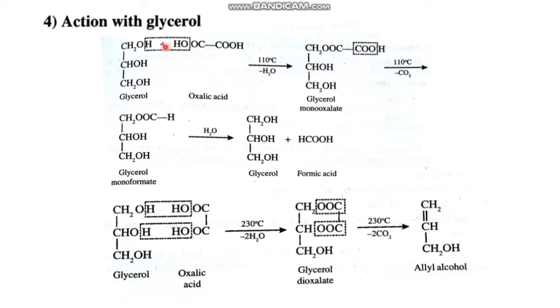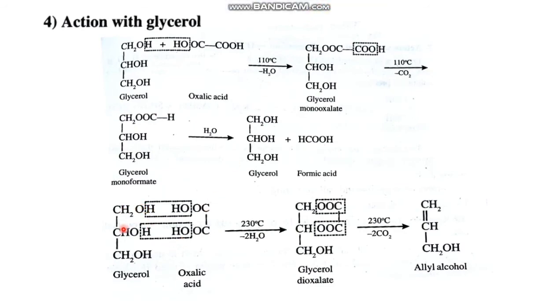First this reaction results in glycerol monoxalate, that is this one, glycerol monoxalate. Then again there is an elimination of one CO2 molecule, we get glycerol monoformate. Then formic acid and 1 mole of glycerol. Simply we can say that when glycerol is heated with oxalic acid at 110 degrees Celsius, we get formic acid.